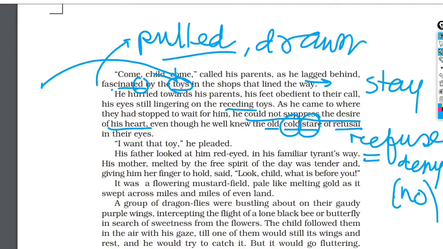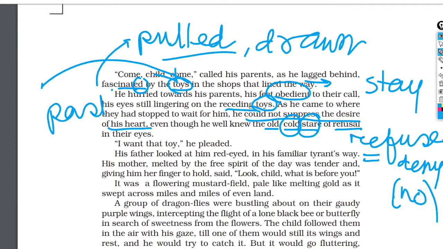Therefore, in this part, what we see, the boy was very obedient boy, and when the father called, he was obedient and he responded to the call. But what happened? He was looking back at the toys. The toys were receding back, means going past. Okay, going past.